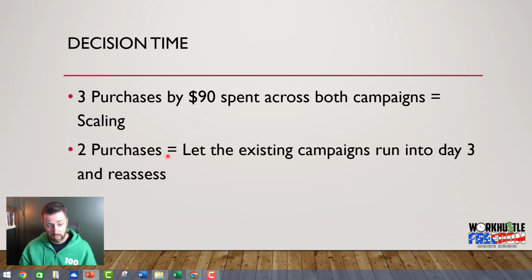If it's 2 purchases, you're going to let the existing campaign run into day 3 and reassess. Like I said, you might have just gotten a bad draw the first day, and maybe you got 2 purchases the first half of the second day. You want to go ahead and let those run. It doesn't really matter if it occurred on one of the campaigns. So let's say you have 2 running and the 2 purchases came on one of them and the second got none. We want to take what Facebook says with a grain of salt, and so we view the 2 campaigns as one.